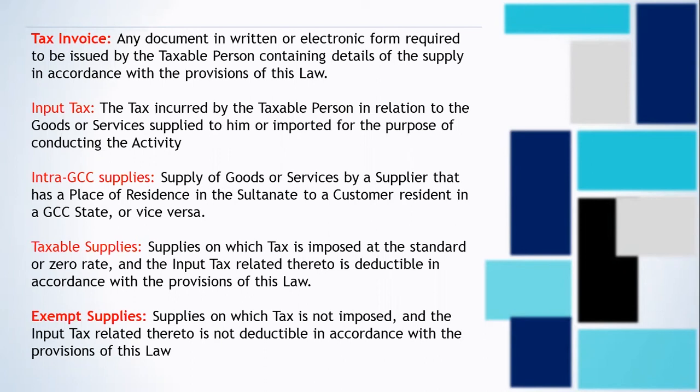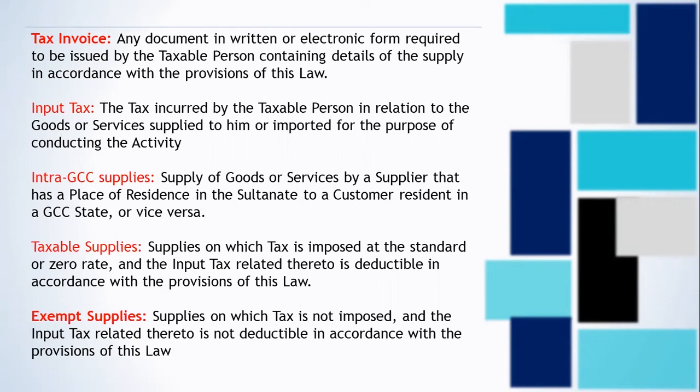Now comes the intra-GCC suppliers. So supply of goods or services by a supplier that has a place of residence in the Sultanate to a customer resident in a GCC state or vice versa. So as we know, GCC, Gulf countries. So if there are transactions between the GCC countries, we call it intra GCC supplies. And if there is any kind of transactions other than the GCC countries, we call it inter GCC supplies.